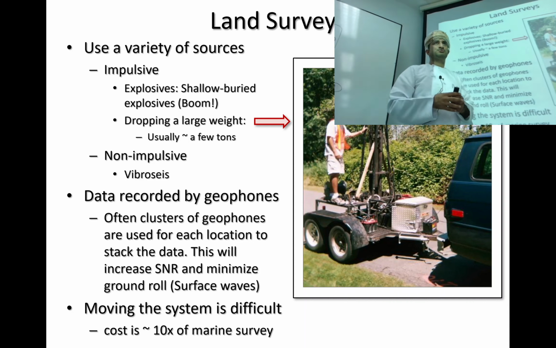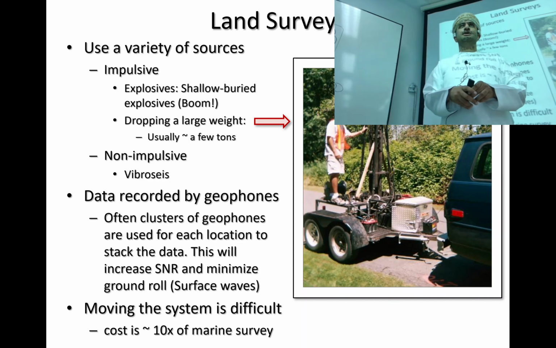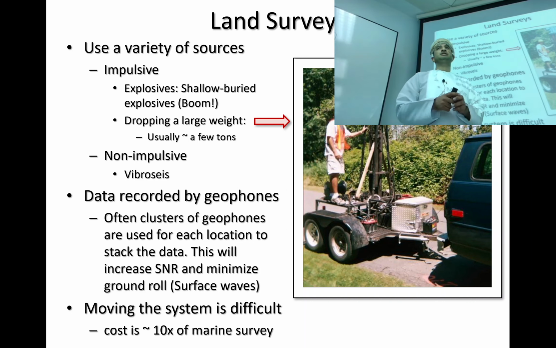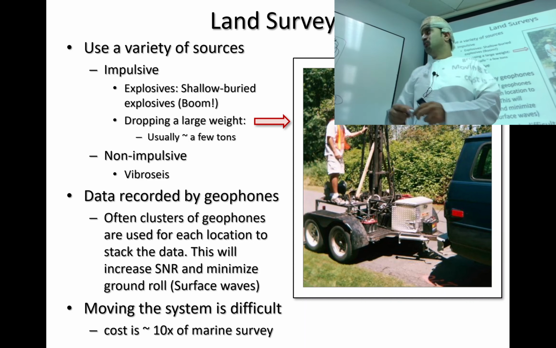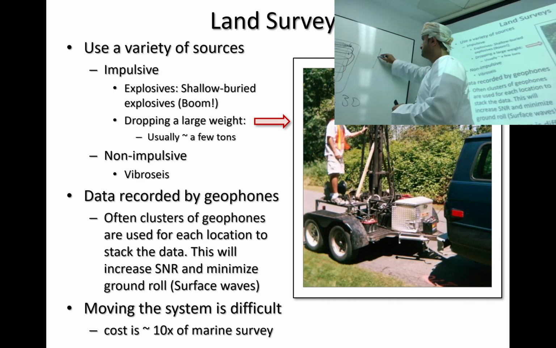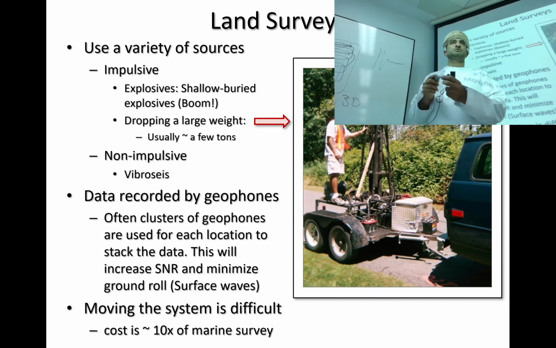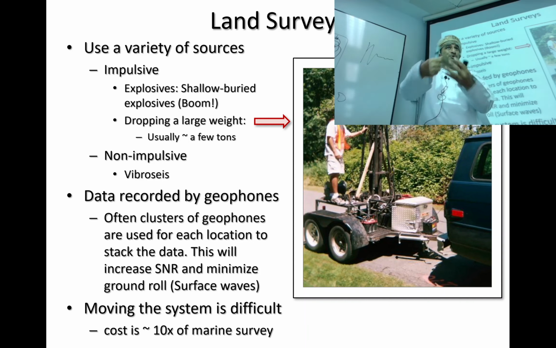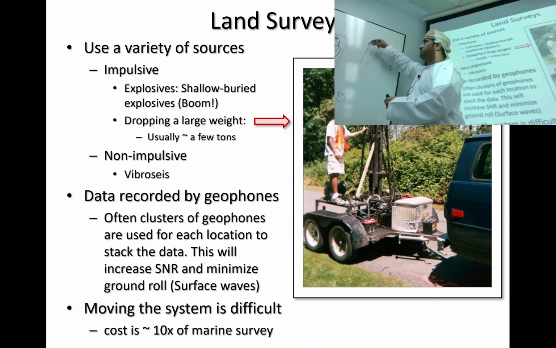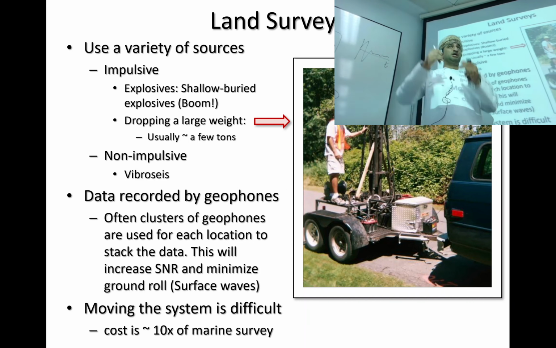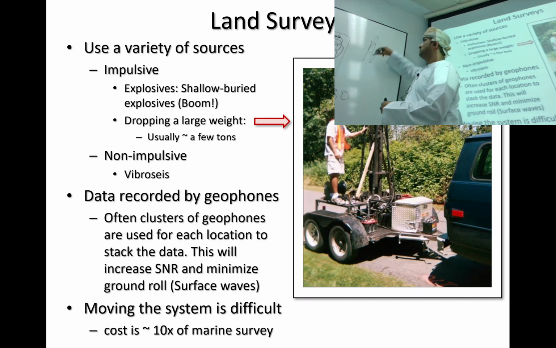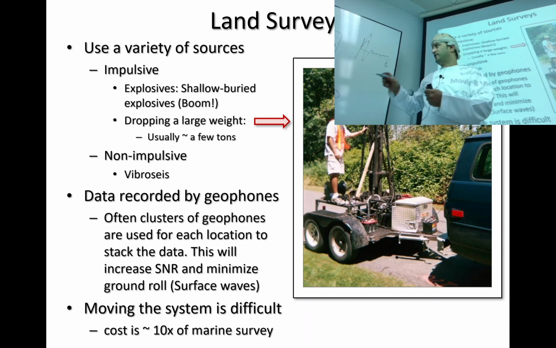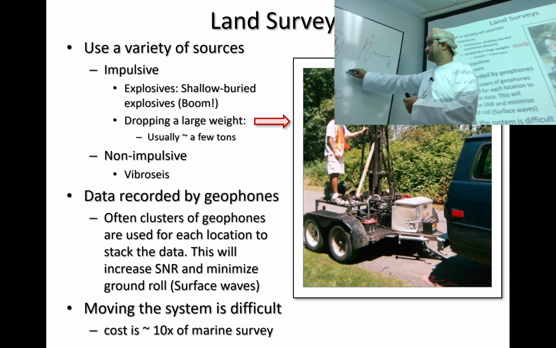The type of sources we use in land could be impulsive sources. By impulsive sources, I mean that the source signature you have is something like that. When you hammer the ground, the signature or the wave that you are sending to the earth has such a signature. This is time domain. That's the amplitude. Amplitude is related to the energy you send. The harder you hit the ground, the more the amplitude is.